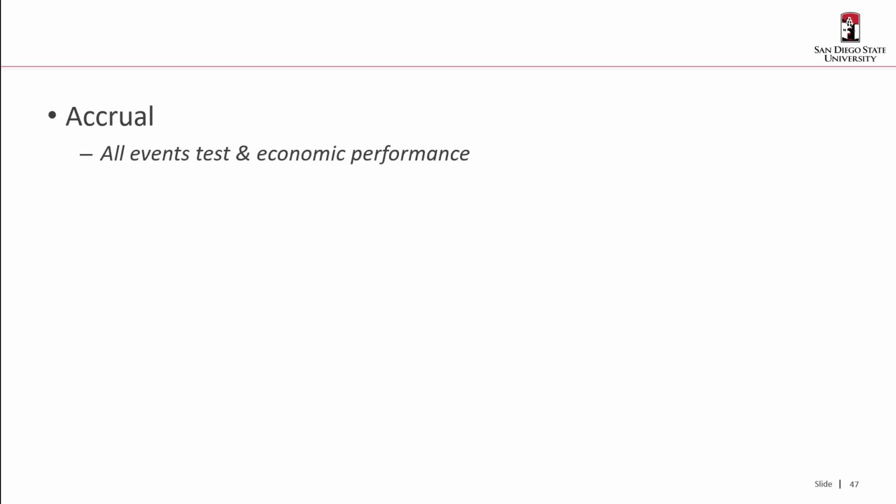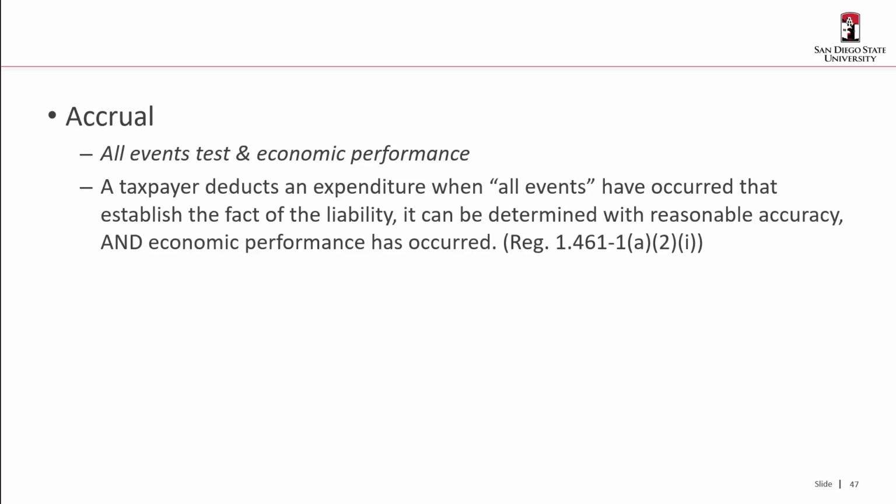All right, so that's cash basis taxpayers. How about accrual based taxpayers? They follow, oh, there's some familiar language, the all events test. But now there's an additional requirement called economic performance. So a taxpayer deducts an expenditure when all the events have occurred that establish the fact of the liability.